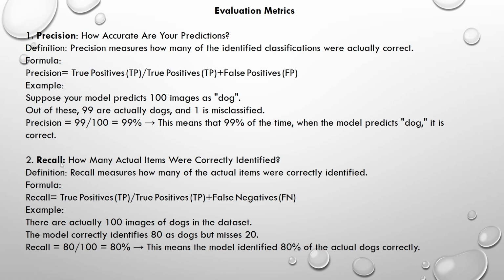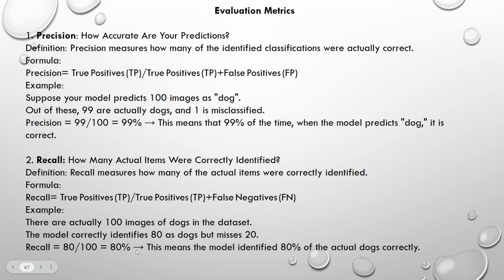Now, the next metric is recall. Recall is how many actual items were correctly identified. Now, straight to the example. Now, there are 100 images of dogs in the data set. So, in the data set, here it is a data set, we have 100 images of dog. Now, these images were given to our model and the model said 80 of them are dogs, but it was not able to identify the rest of the 20. Either it misclassified or it was not able to identify those images as that of a dog. So 20 are misses, 80 are identified correctly. So that is what recall rate is.